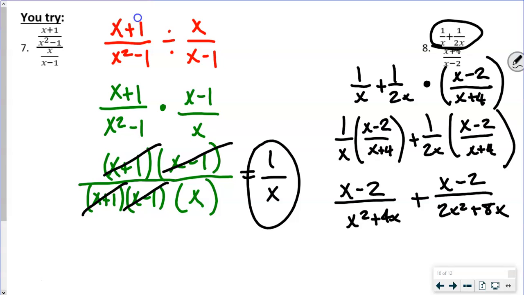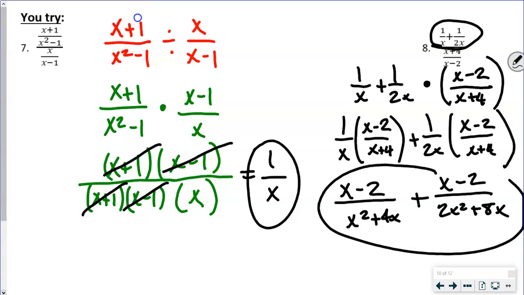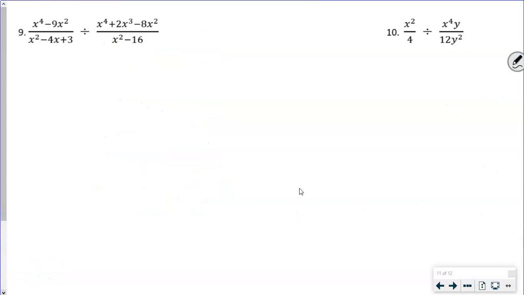If we want to simplify it. Otherwise, we could just leave it as the multiplication, okay? So that was the answer to that one. And notice we don't have common denominators, so we cannot combine those.